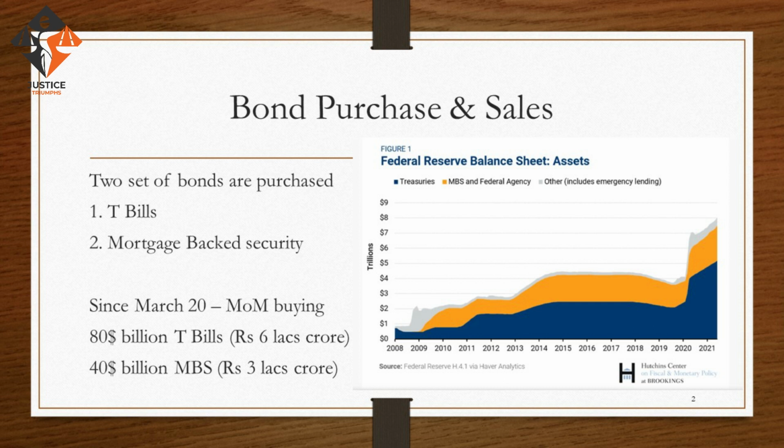Just take a look at the Federal Reserve balance sheet size. If we see in 2008, it was around $1 trillion. That is the entire assets of the Federal Reserve, which would be in the form of bonds, right?